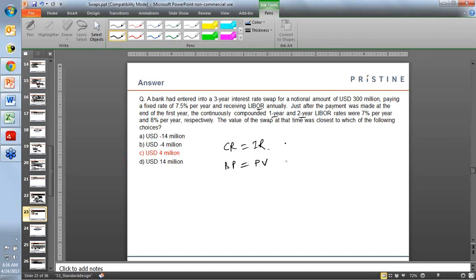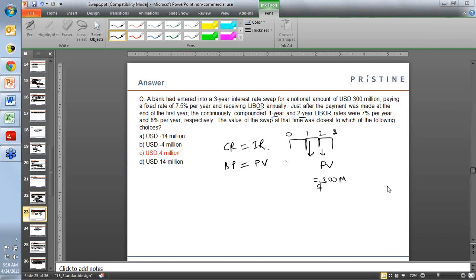So basically what we can say is, for the floating rate, we are presently here, and at the end of 2 years, the value of the bond will be the par value, that is $300 million. So I hope this was clear to everyone.